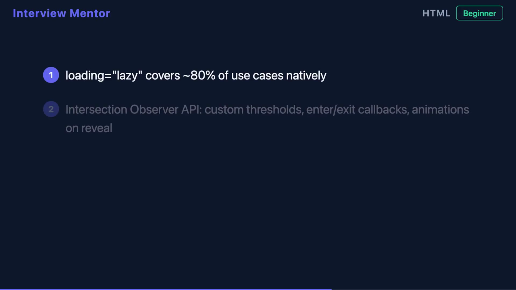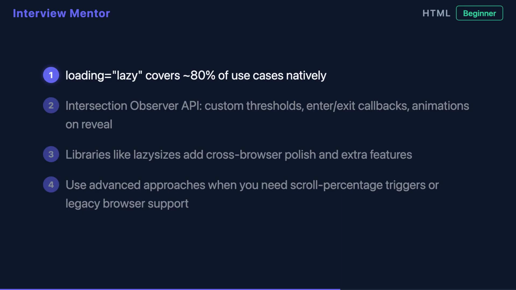For scenarios where you need more control, like custom thresholds, animations on reveal, or supporting older browsers, the Intersection Observer API is your tool. It's a JavaScript API that fires a callback when an element enters or exits the viewport. Libraries like lazysizes also wrap this pattern with extra features. The native loading attribute handles 80% of use cases. Reach for Intersection Observer when you need precision.